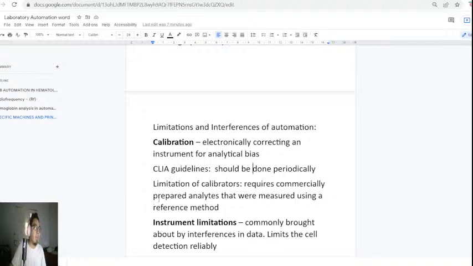Limitations of calibrators. It requires commercially prepared analytes, and it must be compared to a reference method. It should not be just everything that you do in the laboratory needs to be done by a third party, and needs to be confirmed by another third party.